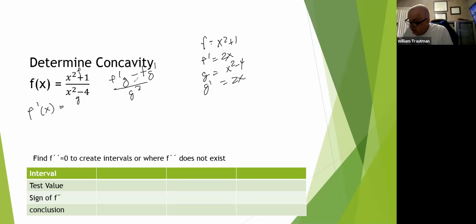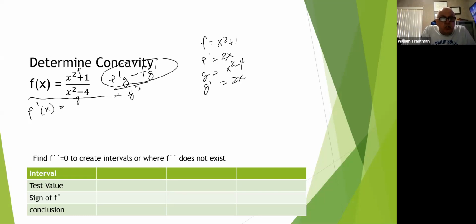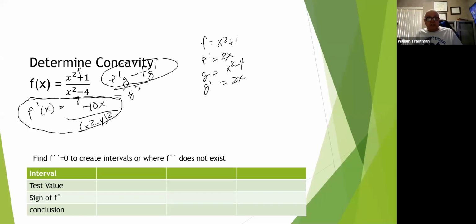I'm going to cheat, and it says the first derivative, by the way, you're going to write down all this and then combine like terms, and you should get, for the first derivative, I really want you to try this, negative 10x over G, which is X squared minus 4 squared. That's the first derivative.